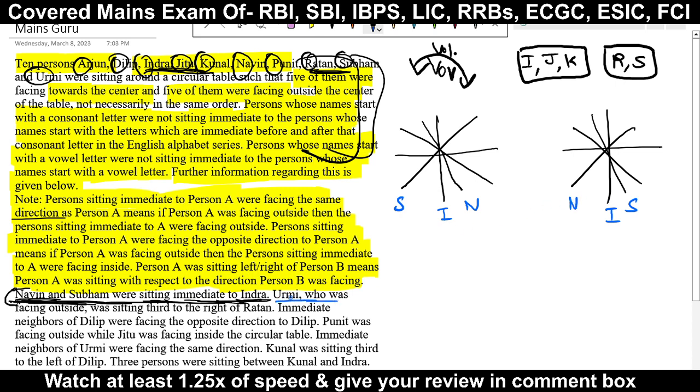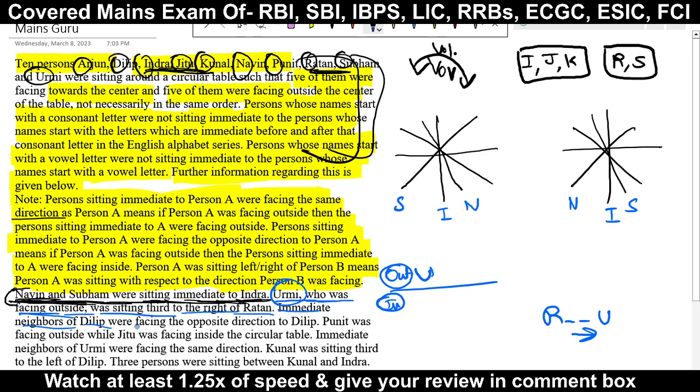After this, Urmi, who was facing outside. I will write the persons who are facing outside here, and the persons who are facing inside here, okay. So what is it saying? Urmi, who was facing outside, so you will be here, okay. Urmi, facing outside, was third to the right of Ratan. Where R is facing, we don't know. R is facing inside or outside, we don't know. Till now it is not given.